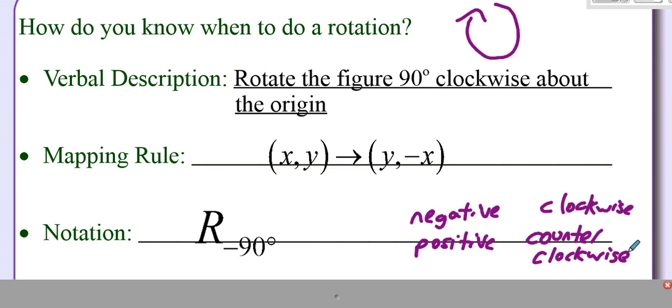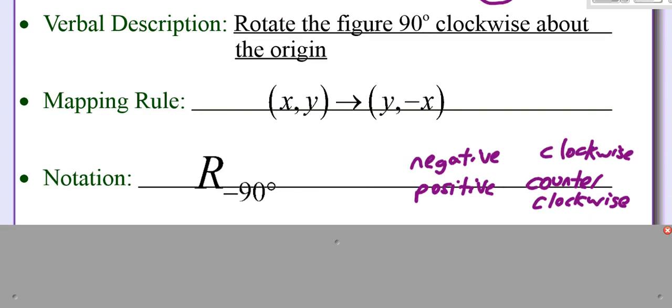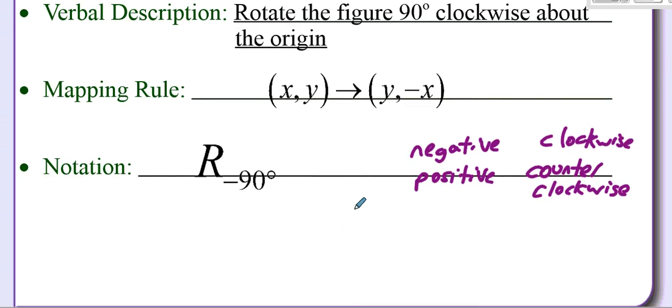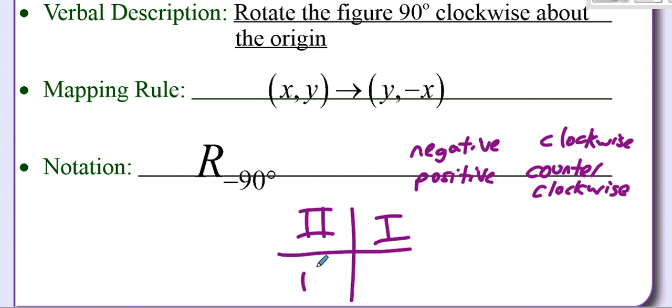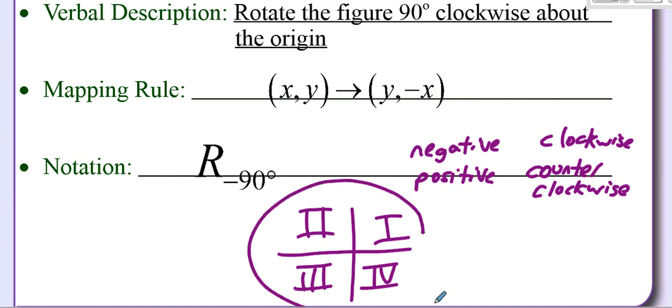The only way I can really maybe explain it to you right now is that you remember your quadrants start with 1 right there, and then 2, 3, and 4. So it would make sense that if you're going positive, you're going to go from 1 to 2 to 3 to 4. So going that way will be a positive angle, which is counterclockwise.